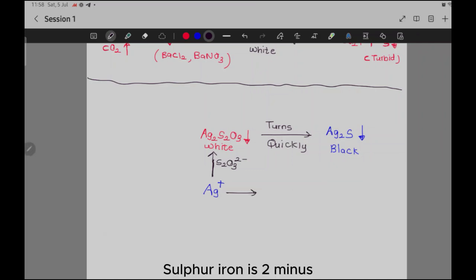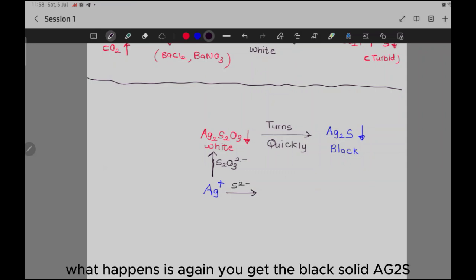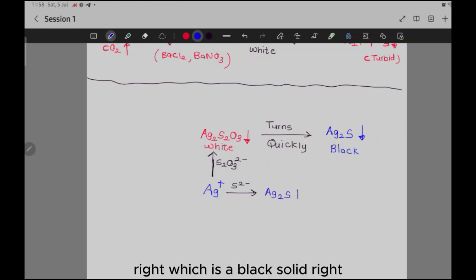Sulfide ion is S2 minus. What happens is, again you get the black solid Ag2S, right, which is a black solid.